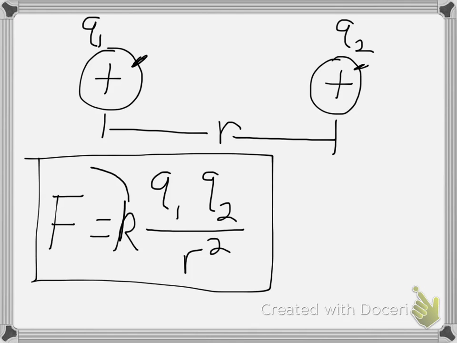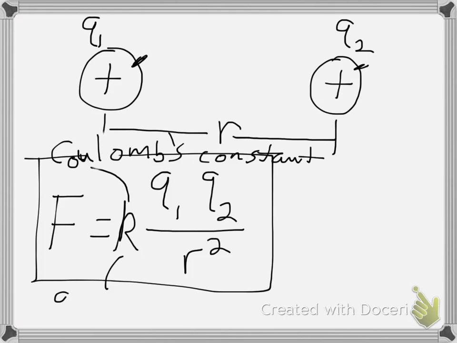This is called Coulomb's constant. All right, this is called Coulomb's constant here. So let me erase that. Coulomb's constant. All right, and it has the value of 9 times 10 to the 9th newtons times meters squared per coulombs squared.